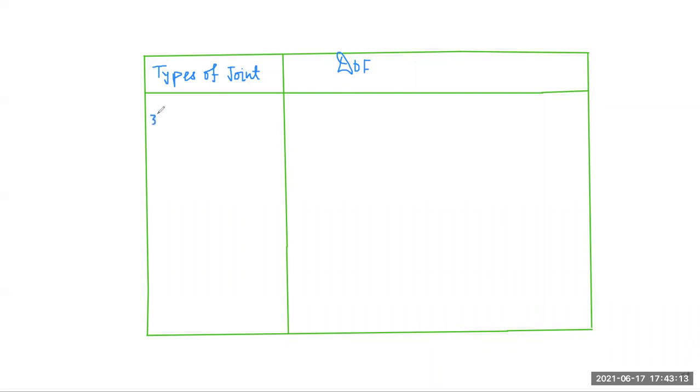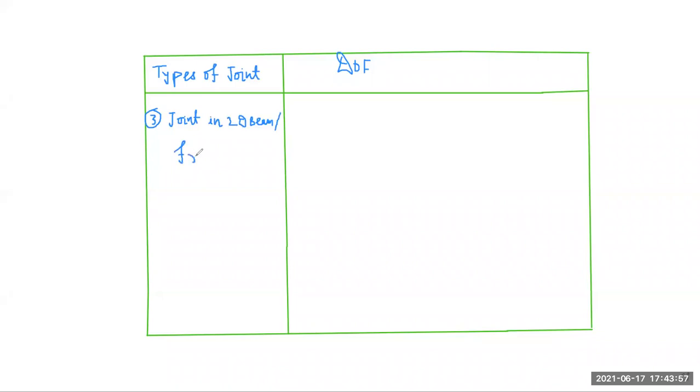Next, the third is your joint in a 2D frame. Joint in 2D frame or beam. I write here 2D beam or frame.